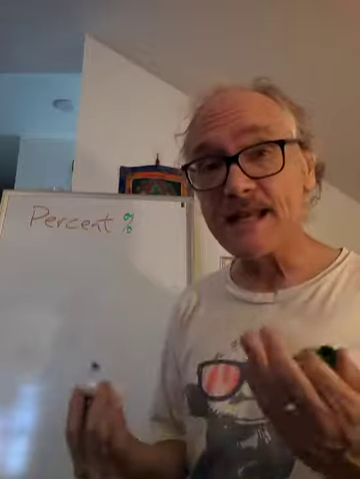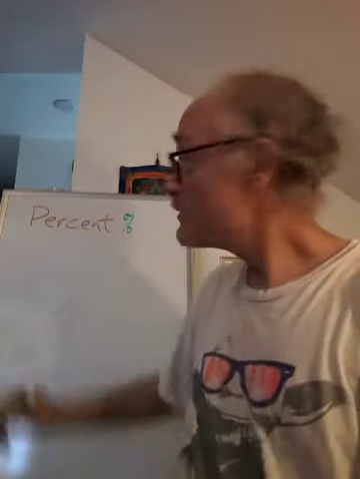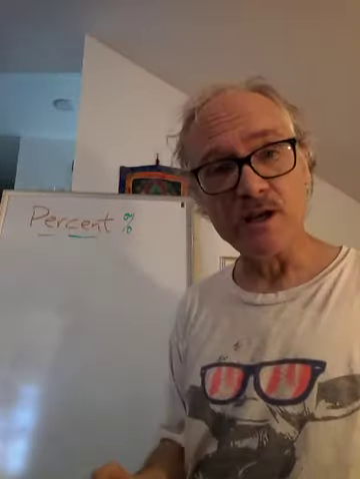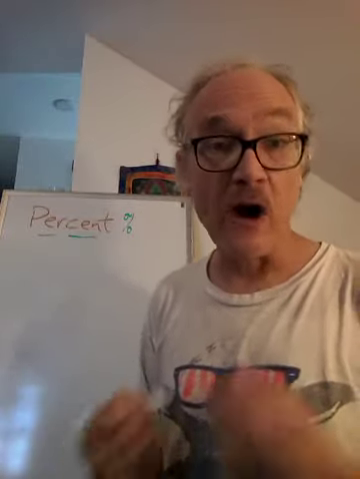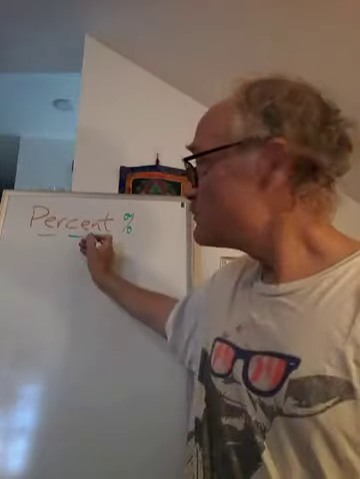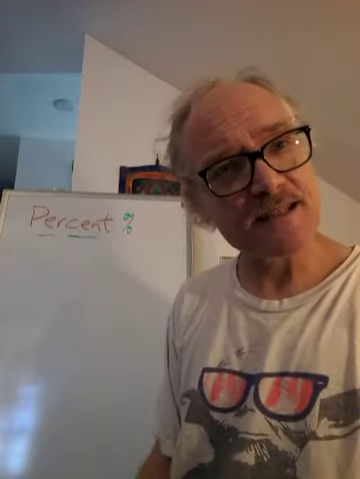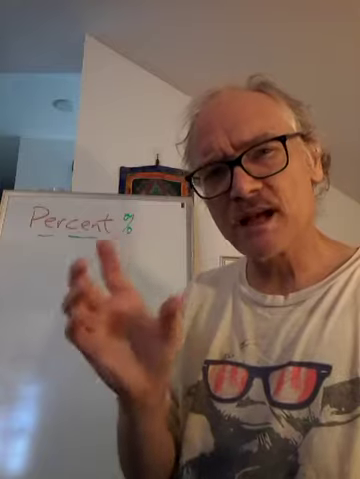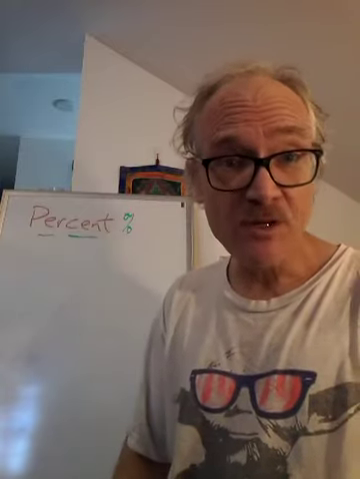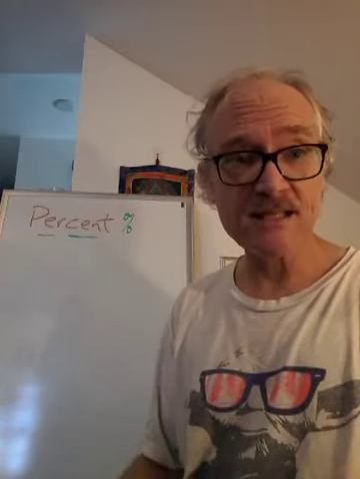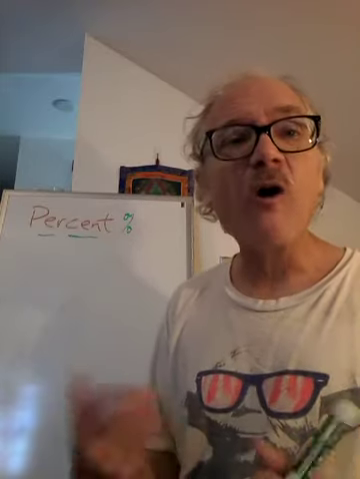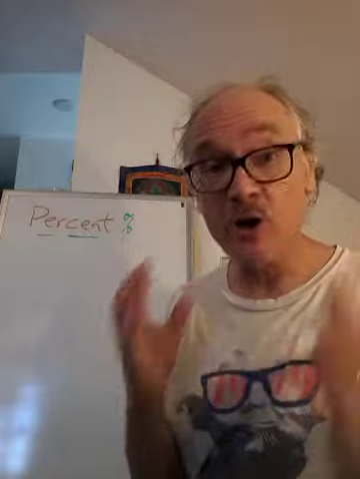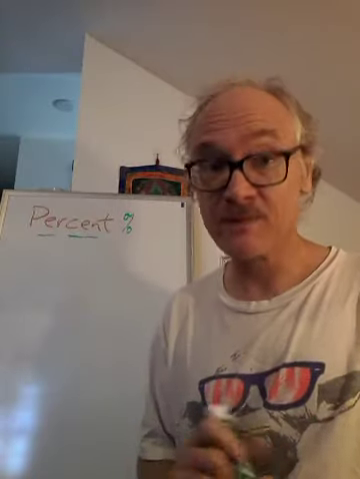Now percent means, literally, per means of, and cent means hundred. So of 100 or out of 100. Do you recognize that cent is the same little root syllable that we use for century, or cents like pennies, or centurion? All those have to do with hundreds, right? A century is 100 years. You have 100 cents in a dollar, right?